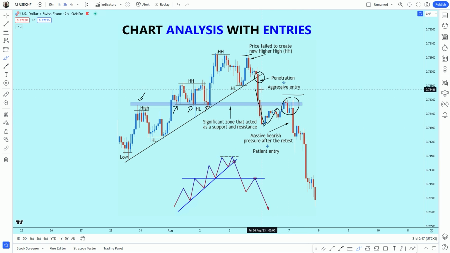I would call this a patient entry because we waited for price to break this significant zone and to retest it. As you can see, that retest didn't occur here. Price didn't retest this previous lower high or this trend line, but it went down and it retested the significant zone. Also, a good entry would be to wait for a price to retest this previous higher low or to wait for a price to retest this trend line and form a new lower high.